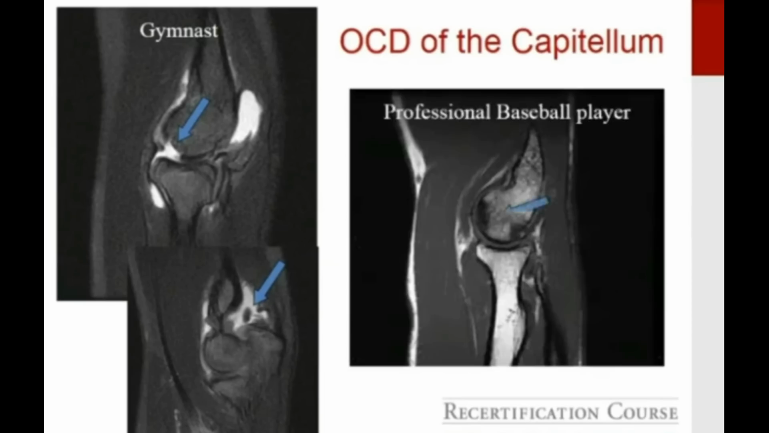And here's a professional baseball player that had radiocapitellar impaction syndrome. There's no disruption of the overlying cortex, but he's got subchondral sclerosis and marrow edema within the capitellum, indicating an impaction type injury.